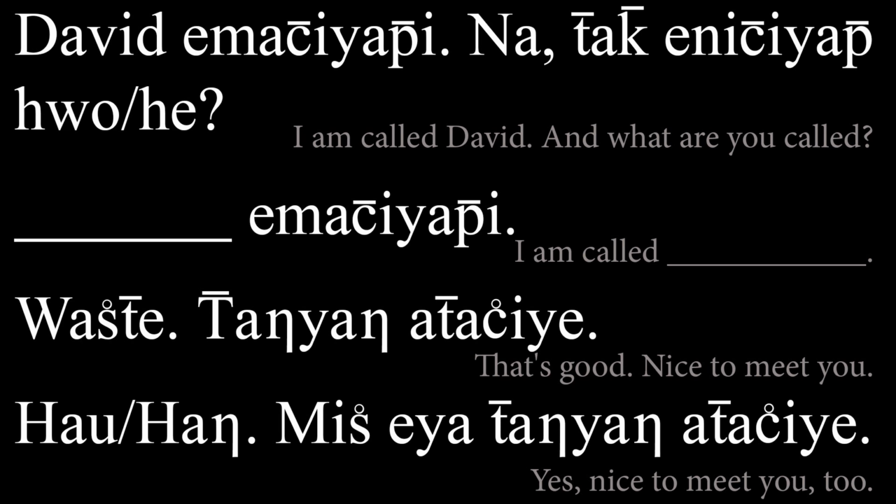You are going to say the 1st line and the 3rd line, and I will say the 2nd and 4th line. All right? So you say your name and then continue with the sentence, and then I answer you. Then keep it going. All right? So start now. David Emachiapi. Ha, Mij'e Dayan Atachie. Very, very good.